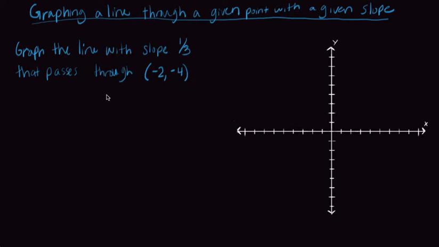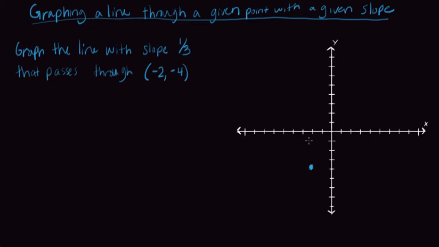Okay, so I want to talk about graphing a line through a given point with a given slope. Suppose we have the problem that says to graph the line with slope 1/3 that passes through -2, -4. So the first step is to find the point that this line passes through. In this case it passes through -2, -4, which is right here. So graph that point. We know that the line is gonna go through that point.